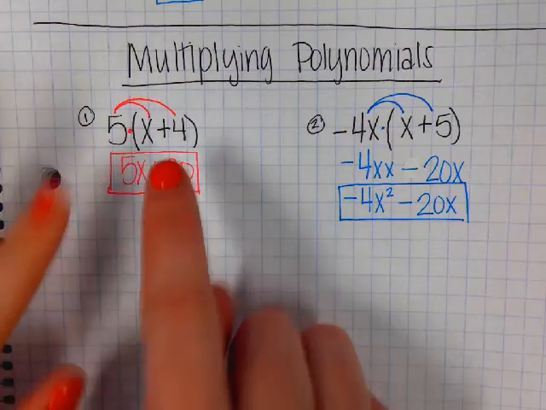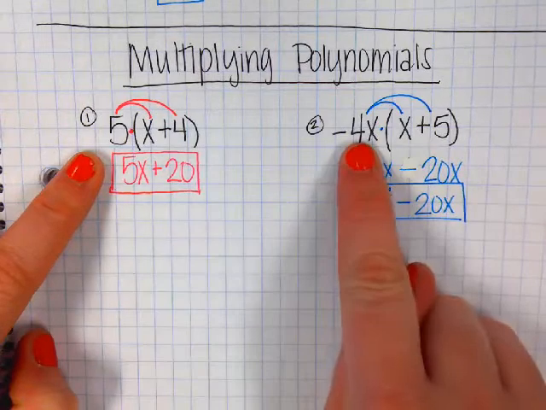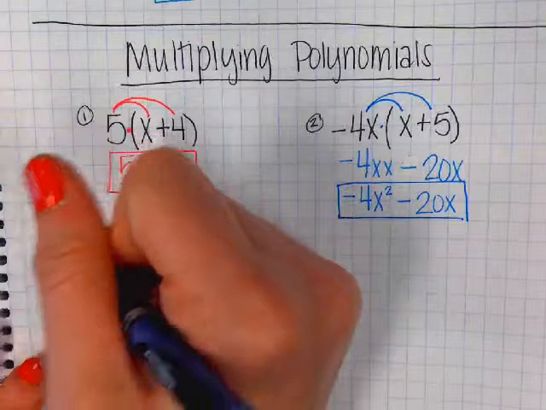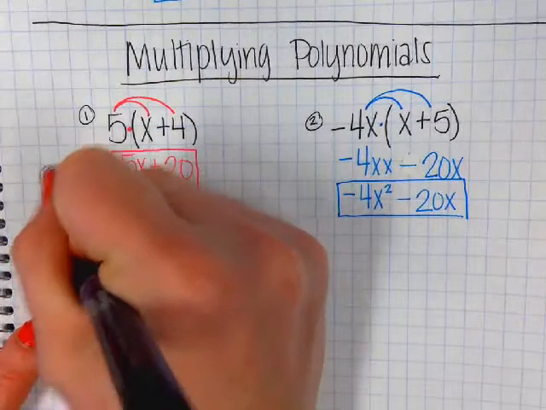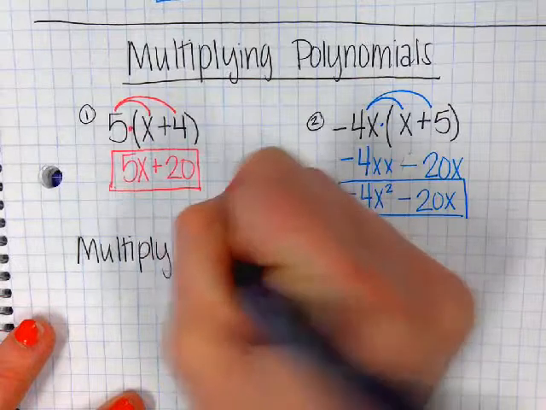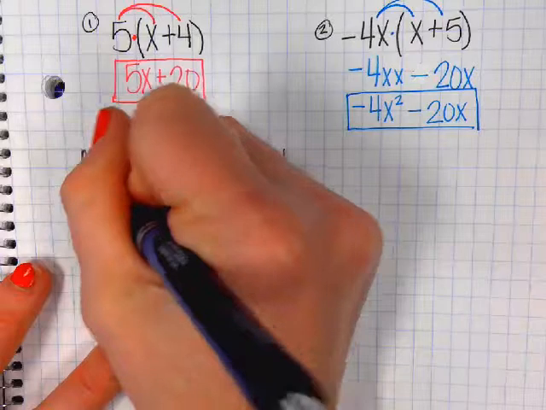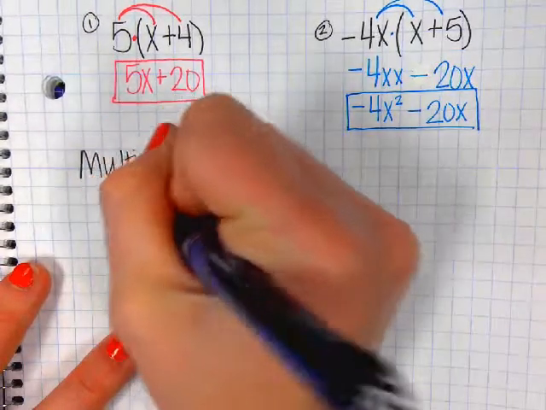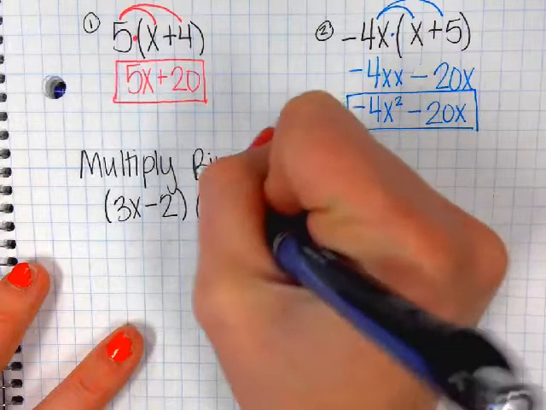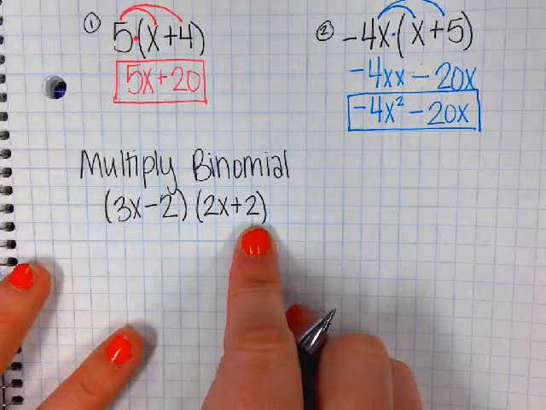Let's step it up. Let's make it a little bit harder. Notice this one just has one number times a parentheses. This one has one term times a parentheses. So when we do this, we're going to multiply binomials. What's a binomial? It has two terms. So notice if I multiply a 3x minus 2 times a 2x plus 2, those are binomials.